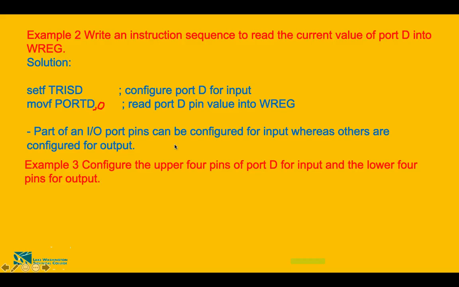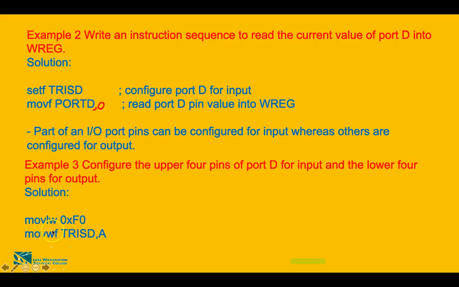Configure the upper 4 pins of port D for input and lower 4 pins for output. So what are the upper 4 pins? Upper 4 pins are basically your most significant bits, and lower is your least significant bits. Most significant bits are on your left hand side, and the least significant bits are on the right hand side. So that means we want to move something, and it says upper 4, which means F0 we will have to move.